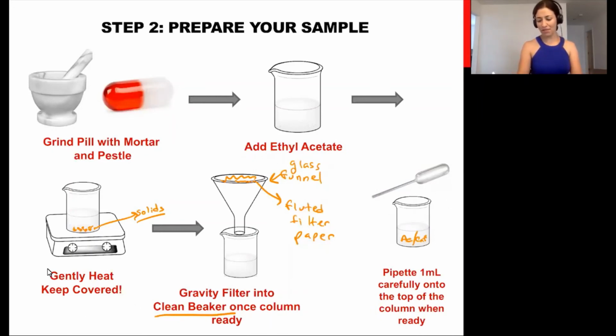You're going to be given a plastic pipette that has a 1 ml demarcation at the top, and you're carefully going to take a ml of that solution and add it onto your column.